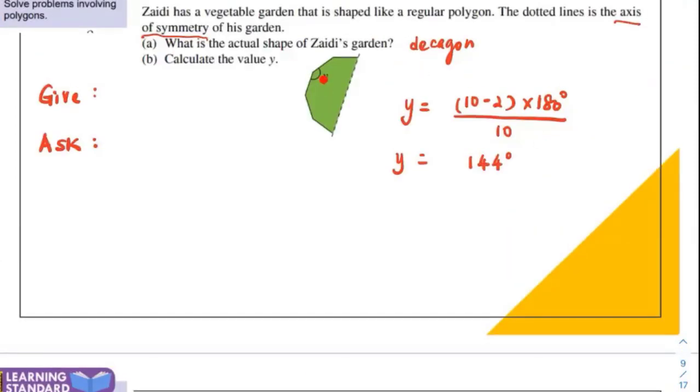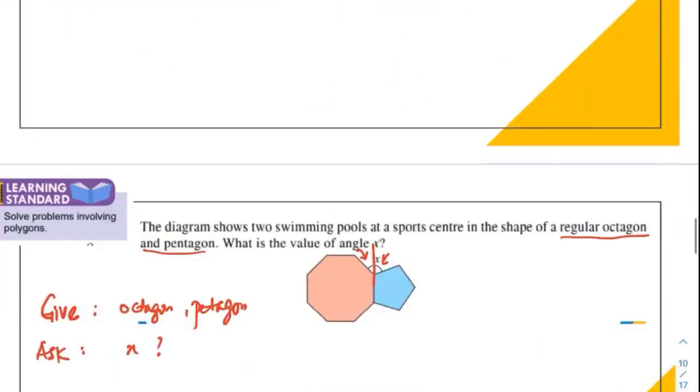This formula is to find the interior angle, right? Now we want to find the exterior angle. Yes, 360 divided by 8. So for this part, if these are questions, you want to show the working, right?